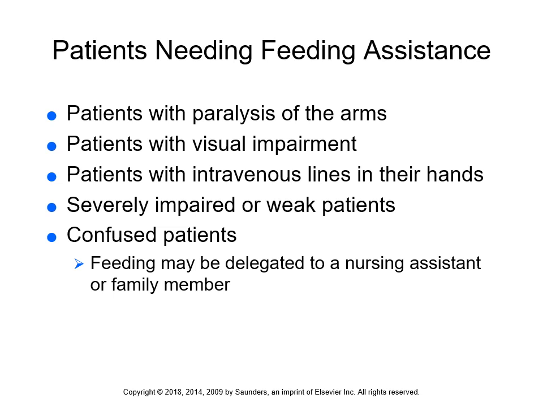Patients who may need assistance with food and fluid intake include those who have paralysis of the arms, visual impairments, IV lines, or any other devices in their hands or arms, problems breathing or problems swallowing, such as dysphagia, or severe impairment or weakness.